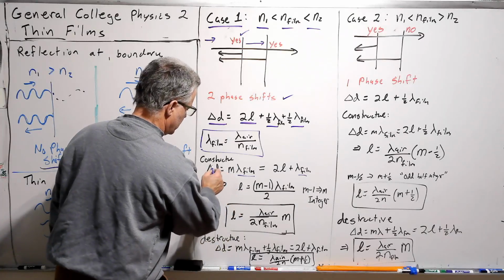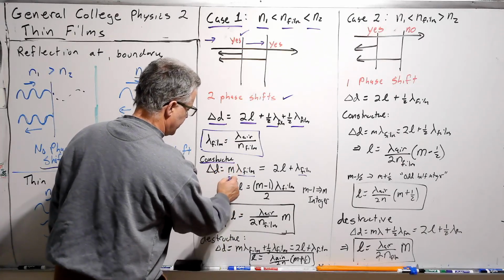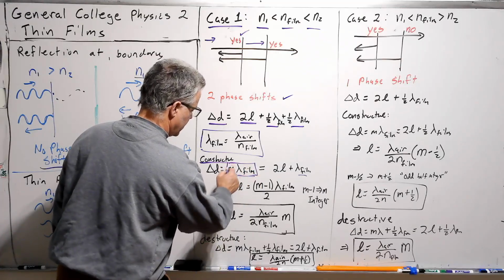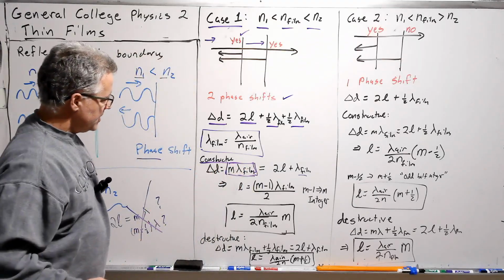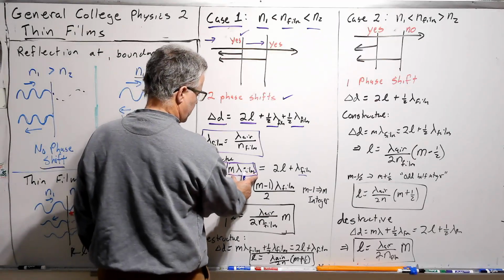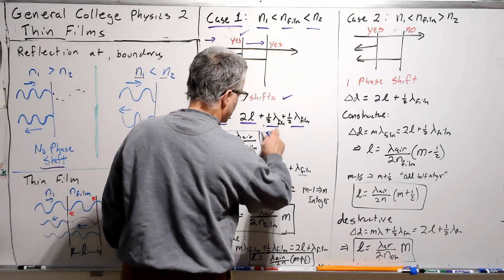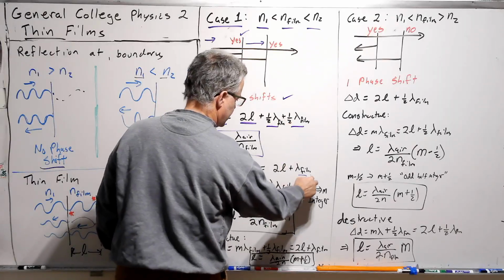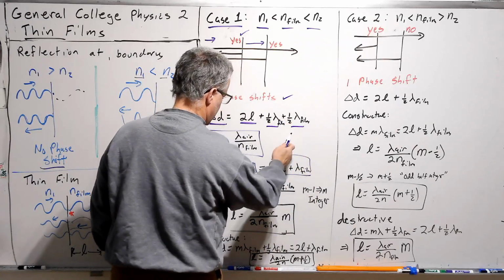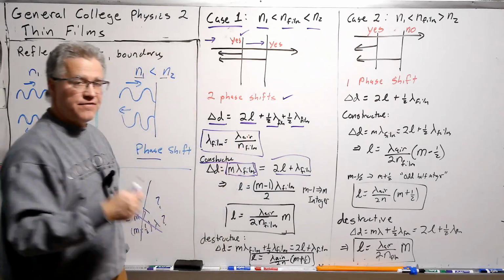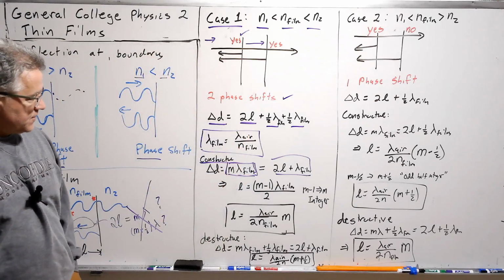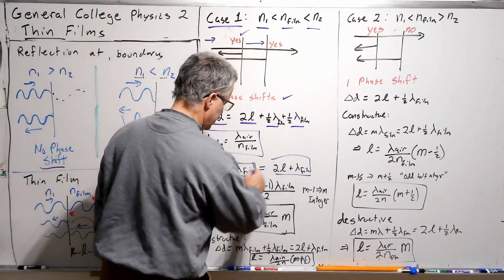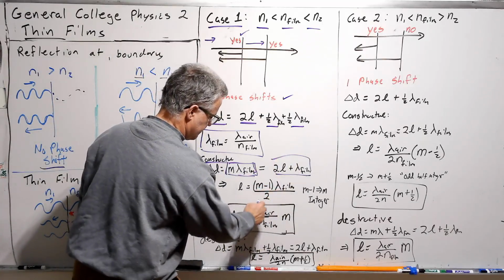So let's look now for constructive interference. We need an integer number of wavelengths. So here's what we're going to need for constructive interference. Here's what we have. 1/2 and 1/2 is 1. So that's coming from here. This is coming from just the fact we want constructive interference. Solve for L, and we get this.